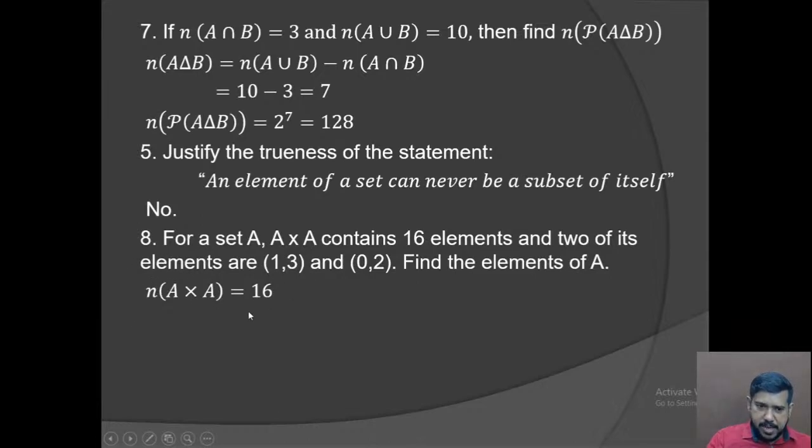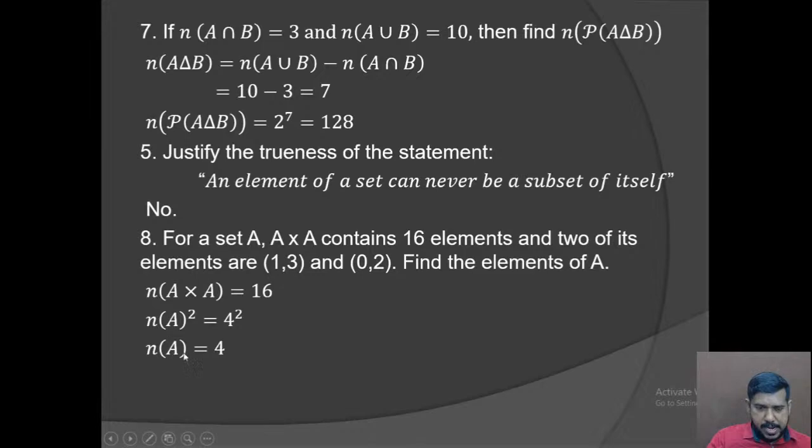What is n of A cross A? n of A into n of A. It means n of A the whole square. It is like that because both are the same set of elements. It is the whole square, not n of A square. n of A the whole square is equal to 4 square, because here we have a square, so I have to write 16 as 4 square, not as a power of 2. So the power is the same, 2, and here also 2. It means n of A is equal to 4. That means the number of elements in the set A is 4.